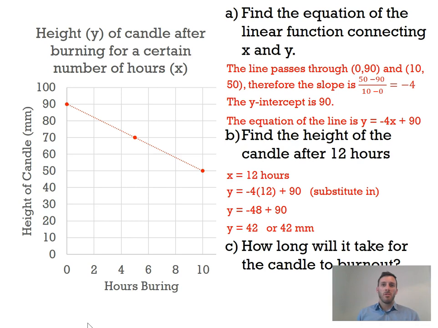Now we can calculate how long it will take for the candle to burn out. That's when y equals 0, or y equals 0 millimeters. We can substitute that into the equation and solve for x. Then we get 0 equals -4x plus 90. We can subtract 90 and rearrange the equation, and we get x equals 22.5 hours.